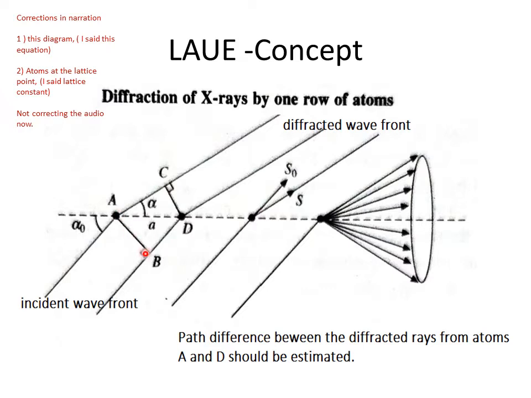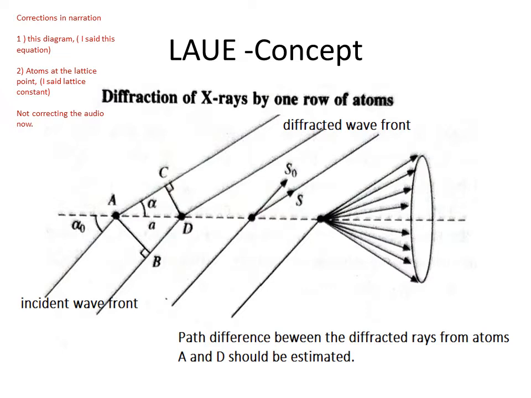For that we draw perpendiculars AB and CD, and if you look at the diagram you will be able to see the path difference will be equal to AC minus BD, because this wave is traveling an extra path equal to BD, whereas this wave is traveling an extra path equal to AC. So by the time these two waves reach here, the path difference will be equal to AC minus BD, and both AC and BD we will be able to express in terms of alpha and alpha 0.